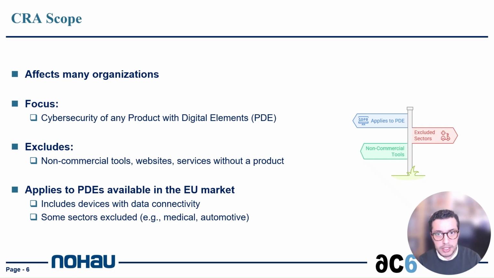Some sectors are handled by their own regulation, like medical and automotive. For example, automotive with ISO 26262, they have their own cybersecurity regulations. So if you ship a connected product into the EU, the chances are high that the CRA applies to you.